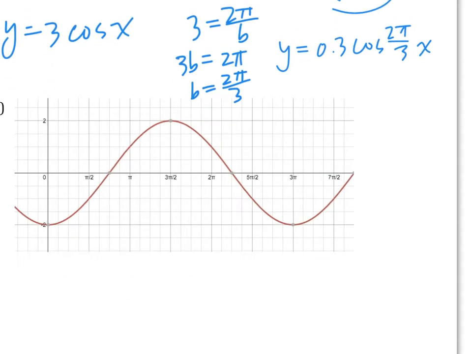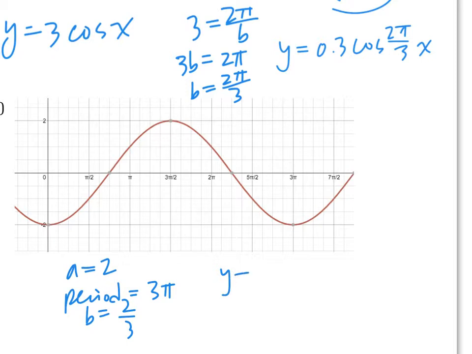Okay, C, what you want to do is look at the amplitude. The amplitude is 2. The period looks like 3 pi. So B is going to be 2 over 3. And this cosine does not start on the top. It starts on the bottom, which means this is going to be a negative. So y equals negative 2 cosine 2/3 x.